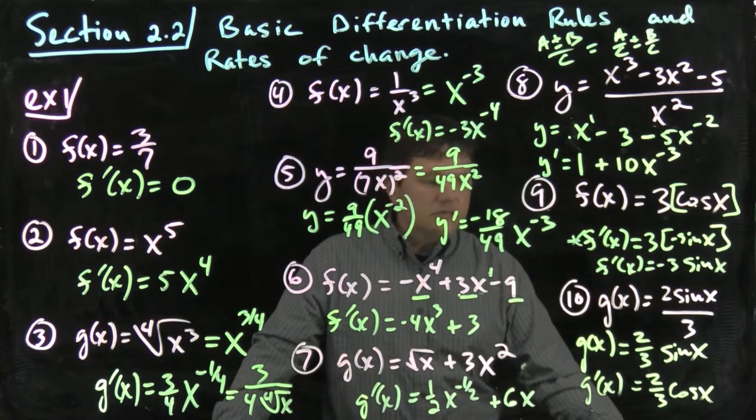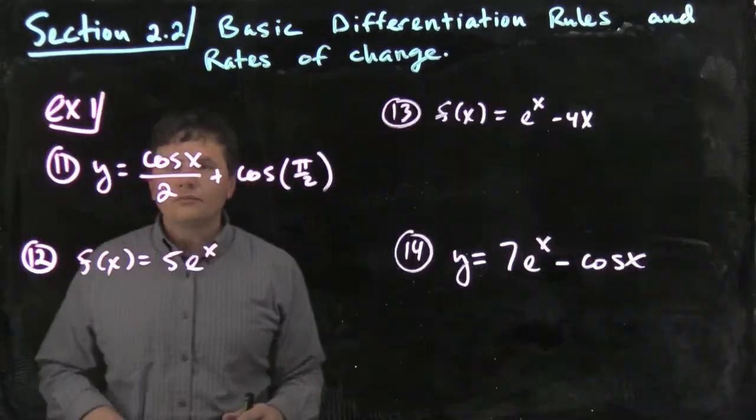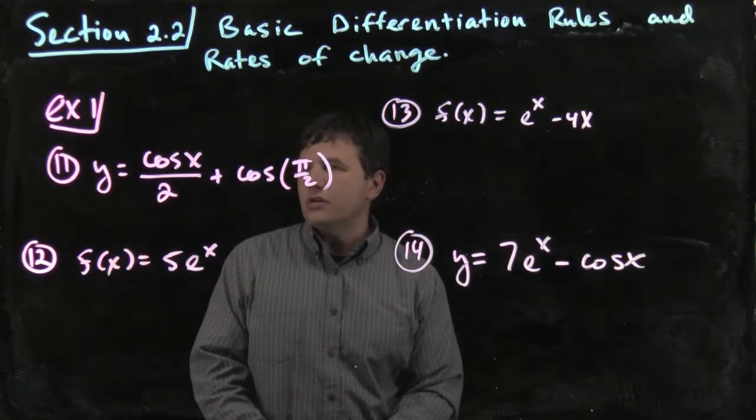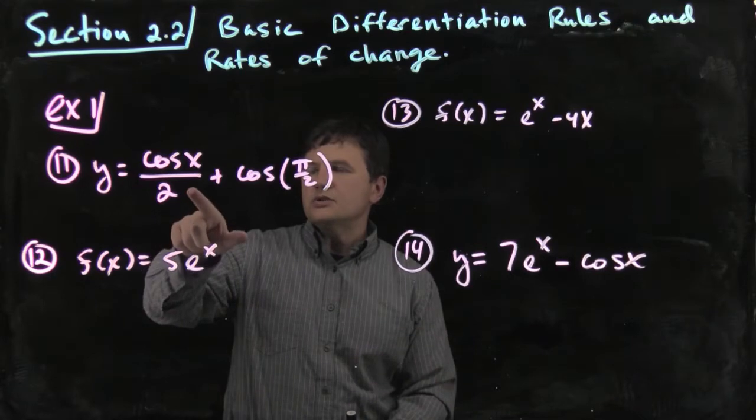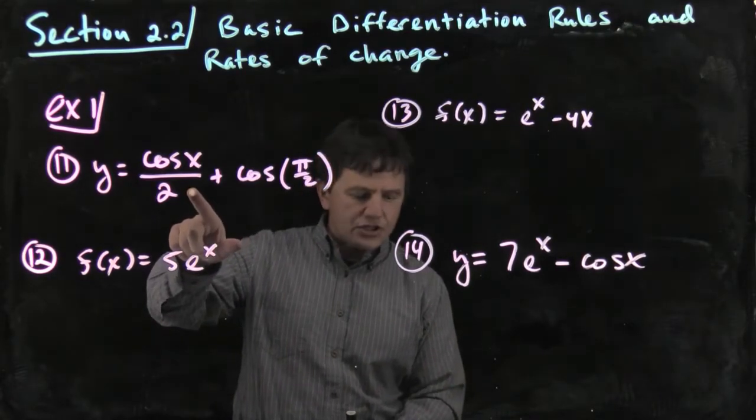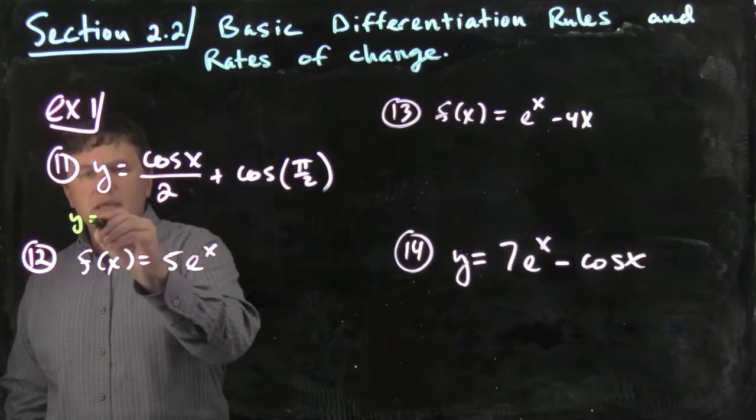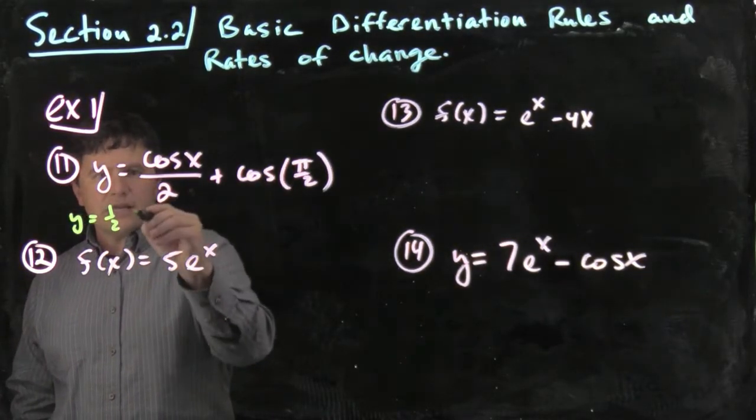So that is 10 examples. I actually am going to do a few more here. Okay, so let's continue on with example 1, a few more of these. So once again, as soon as I see this fraction, this quotient, I know I've got to rewrite this so it's in a form that we recognize from our rules.